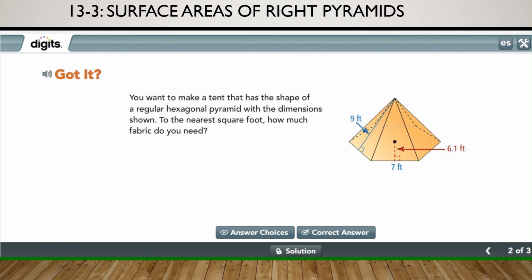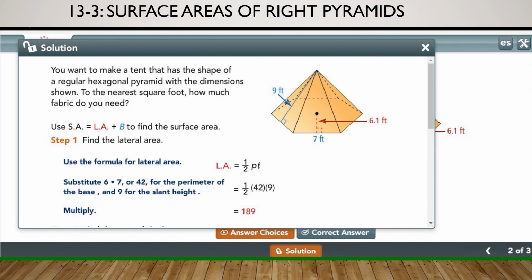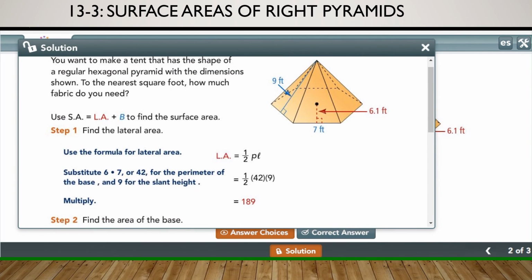Part 3, got it. You want to make a tent that has the shape of a regular hexagonal pyramid with the dimensions shown. To the nearest square foot, how much fabric do you need? Here are your answer choices. All right, first thing we have to do is make sure we use the surface area of a pyramid formula, which is surface area equals lateral area plus the area of the base. Step 1 is we're going to find the lateral area using this formula here. Lateral area equals 1/2 perimeter of the base times the slant height.